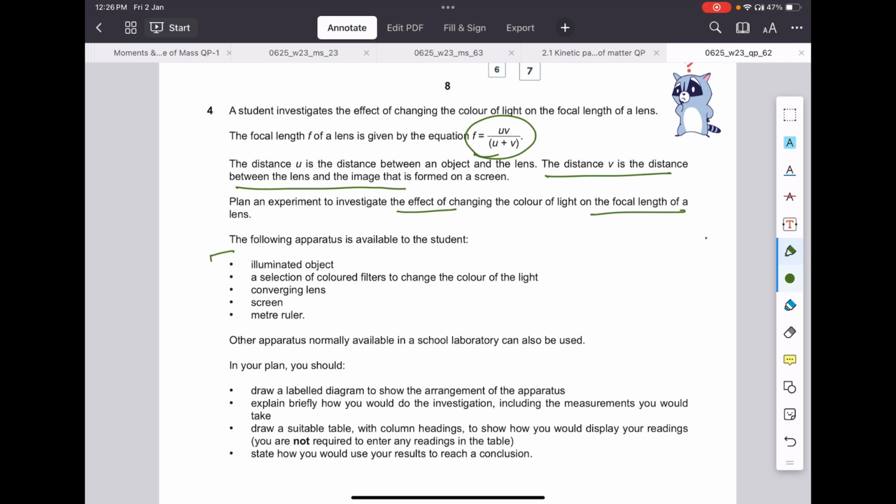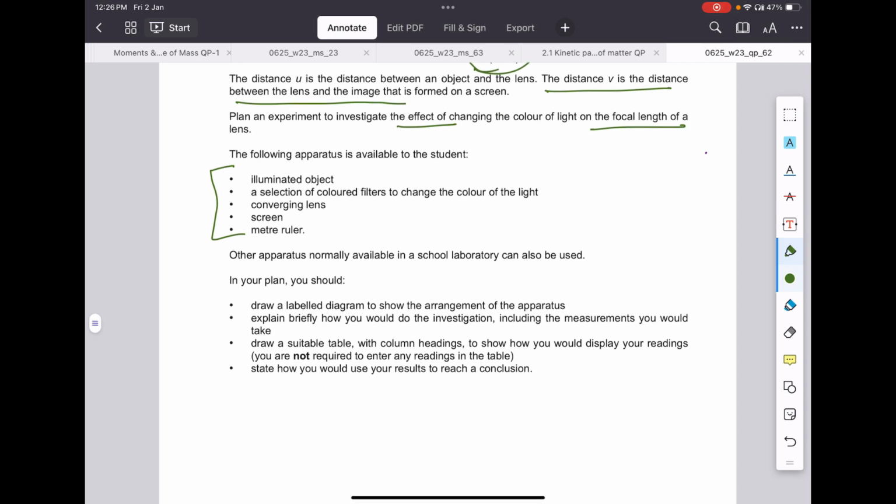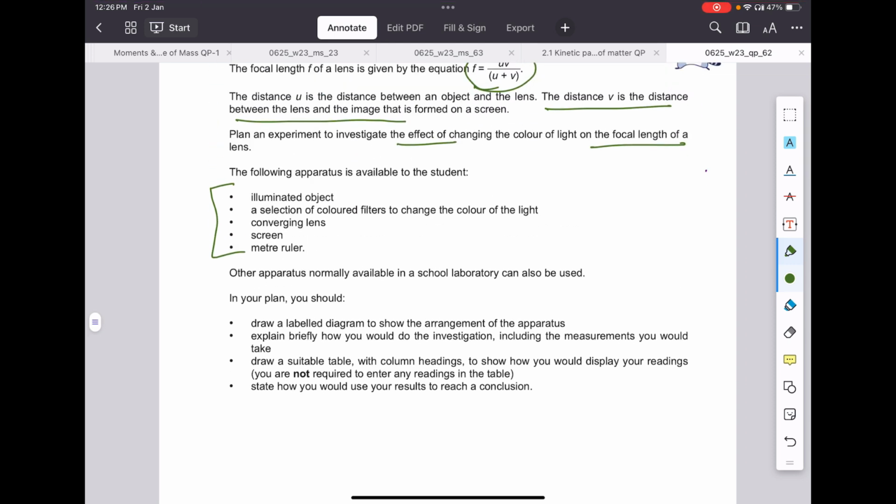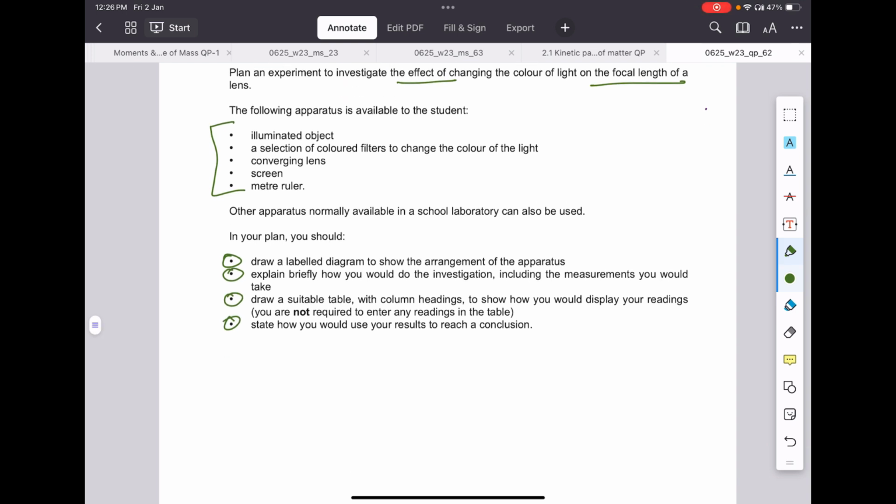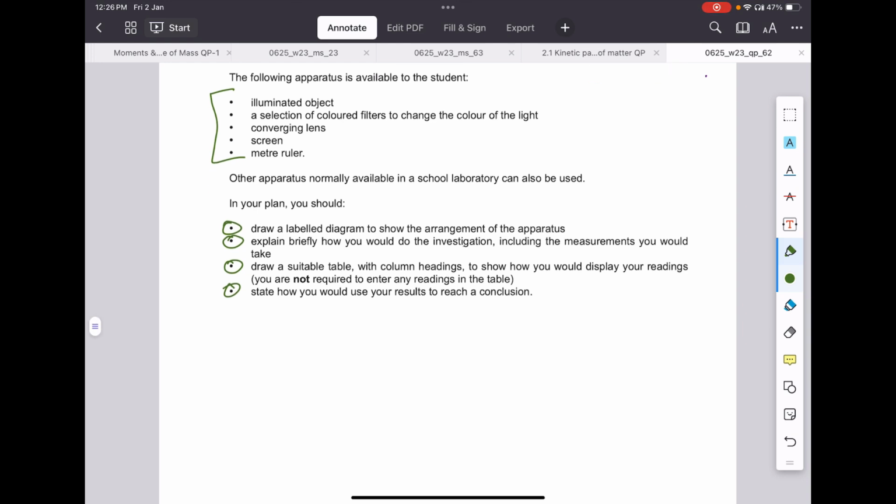Now, these are the given apparatus. And one more thing. In this kind of question, in this 7 marker, as long as you go with bullet points, you will get 7 marks. Okay, go one by one. Draw a labeled diagram to show the arrangement of the apparatus. So first part is draw a diagram.